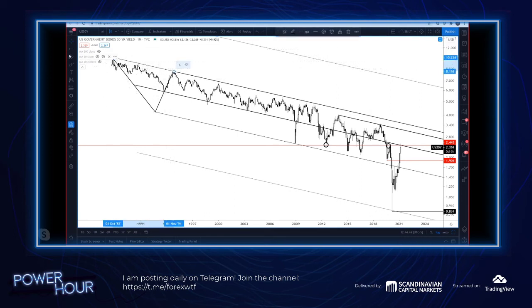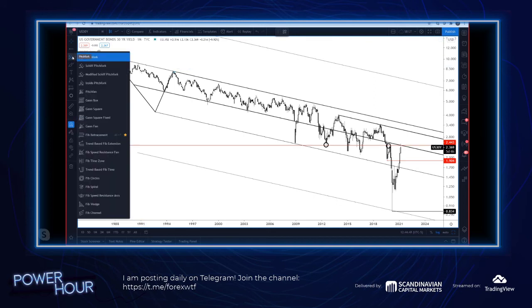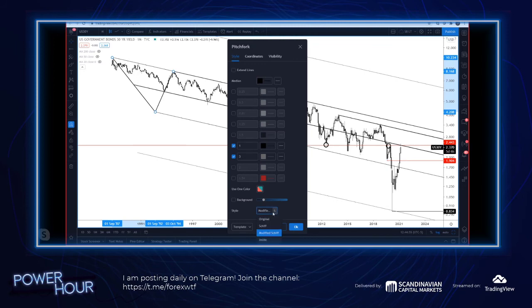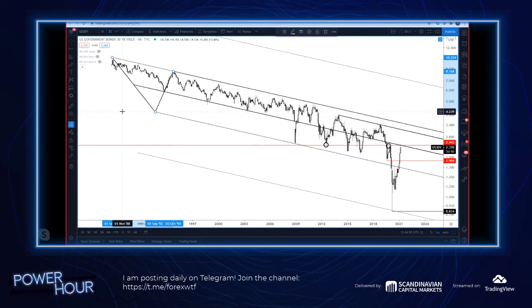Then go over here to the left pane. Regular pitchfork. Draw that in. And then you want that to say modified Schiff. Modified Schiff is just a channel. That's all you're getting with the midpoint. Now we're at the midpoint. You can see why the midpoint's important. Boom, boom, boom, gap. Boom, boom, boom.